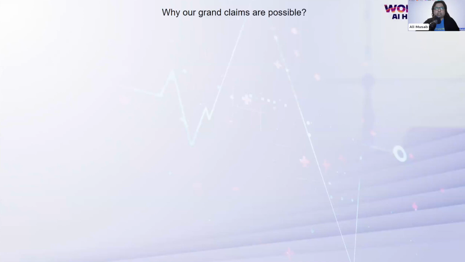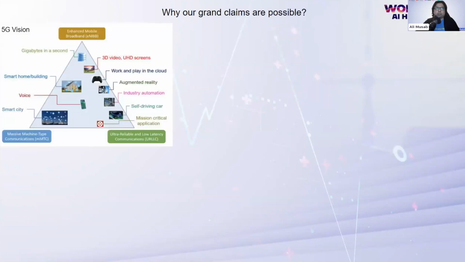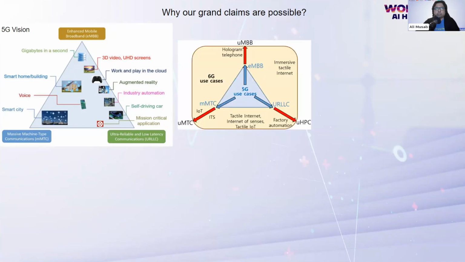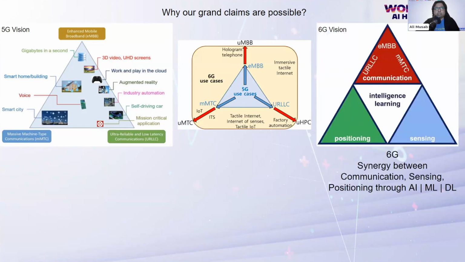Why our grand claims are possible now. What was promised in 2G was not completely delivered in 3G, and the promise of 3G was partially delivered in LTE or 4G. But from 5G onwards, the major promises have been kept with respect to the high-speed data rates and low latency, providing high-quality communication with respect to audio and video, helping companies develop a ground framework for smart cities, industrial automation, self-driving cars, and mission-critical applications. We intend to claim our success on what 6G promises and plans to deliver.